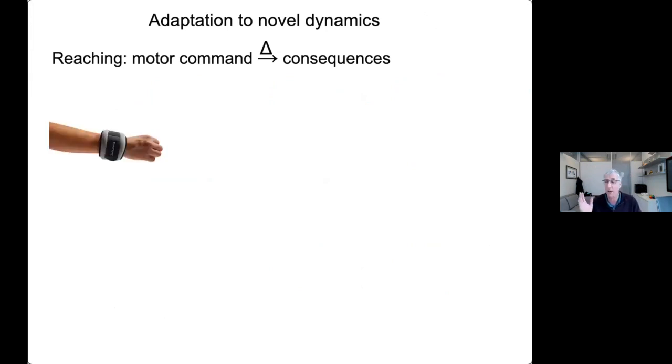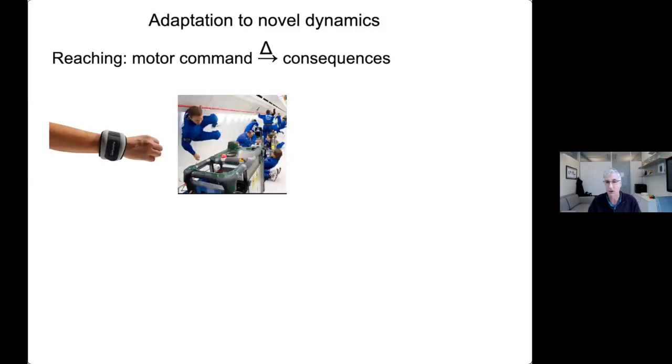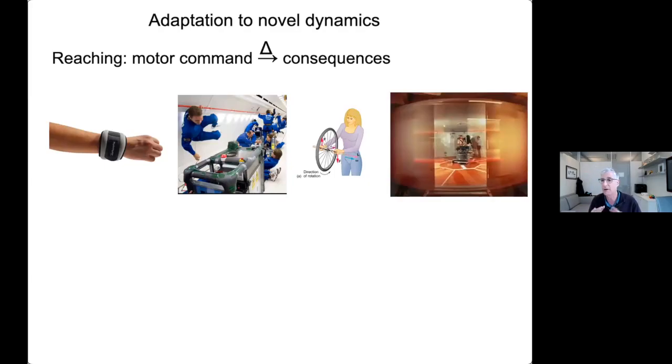Now, this has been done in many ways. You can put weights on people's wrists. You can put them in 0 gravity. You can give them spinning wheels, gyroscopes to play with, put them in rotating rooms. And people have done studies in all these. But for our point of view, they don't give us the precision we need to control the dynamic environment.